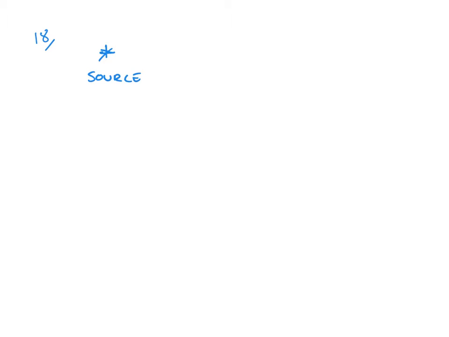You would need a detector. And our detector here is a Geiger-Müller tube, which I've abbreviated here just to GM tube. The detector is connected to a counter.